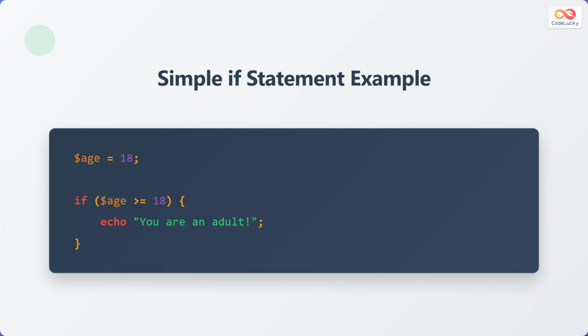Let's look at a simple example. First, we declare a variable called age and assign it a value of 18. Then we have an if statement that checks if the age is greater than or equal to 18. If this condition is true, the code inside the curly braces will execute, which in this case will display the message "You are an adult."